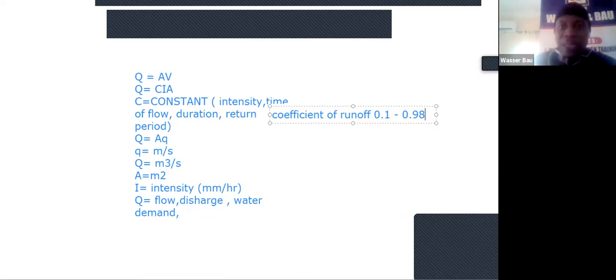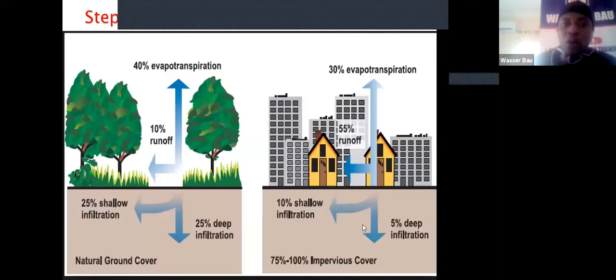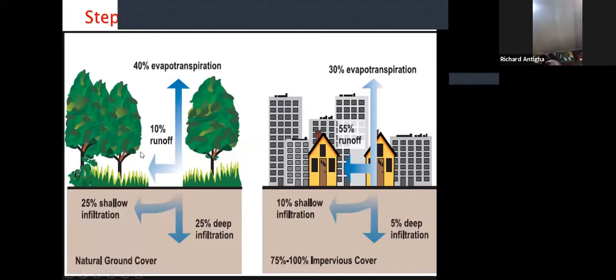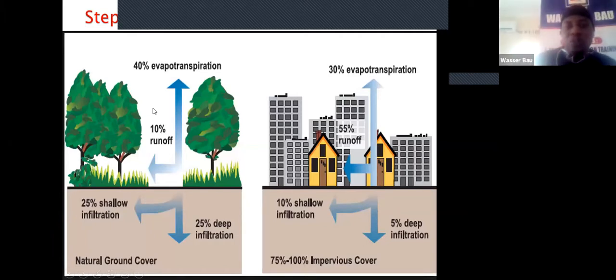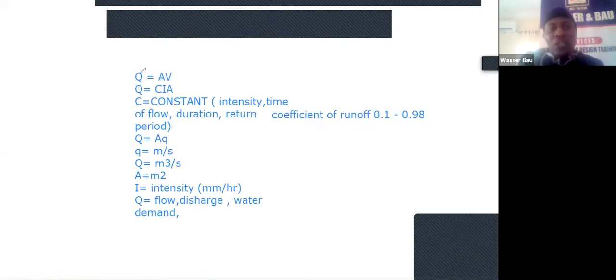So I'm now saying, if you come to this catchment without doing any calculation, the coefficient of runoff of this catchment will be within the range of 0.5, while the coefficient of runoff of this catchment will be within the range of 0.1. So if you go back to this formula, CIA, you will find that you are getting more discharge with the one that has the highest coefficient of runoff.